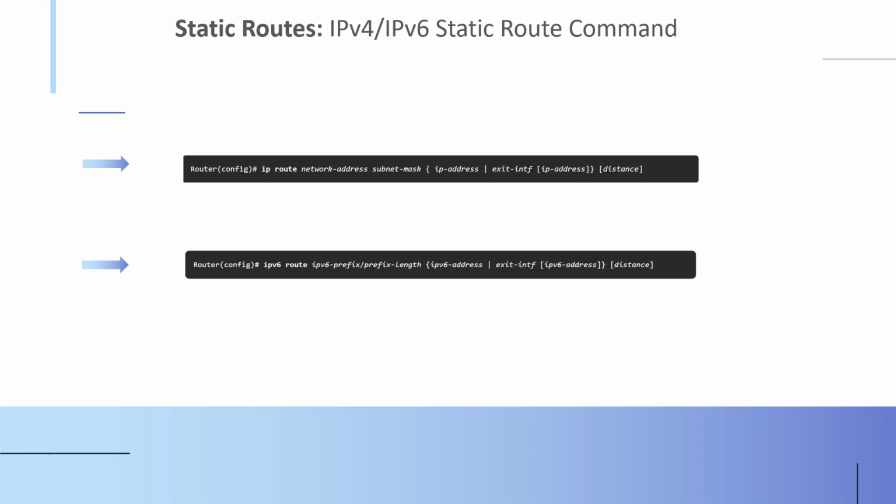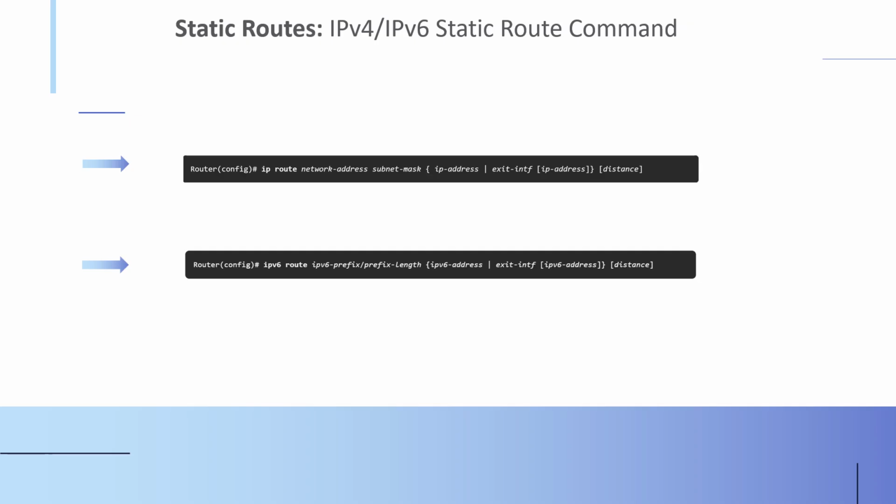The same description applies to the exit interface, similar to IPv4, where it identifies the exit interface to forward the packets, creating a directly connected static route, and typically it is used in point-to-point configurations. And if we use the exit interface followed by the IPv6 address, we create a fully specified static route because it specifies the exit interface and the next hop IPv6 address.